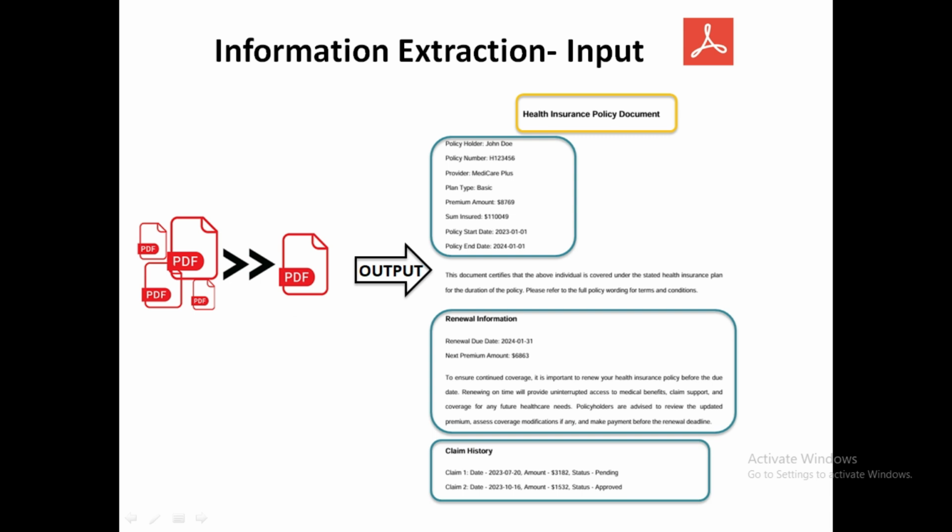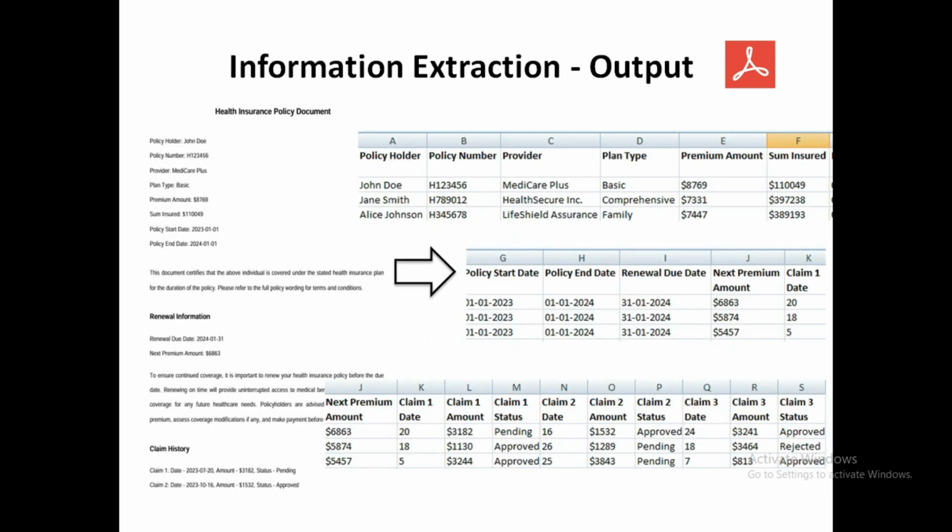So this is what we were expecting. We will give this PDF document as an input to the model, and our model will output something in this form. We will also try to store this information in the form of a CSV, or in an Excel database or a structured database. So let's see how we can do that.